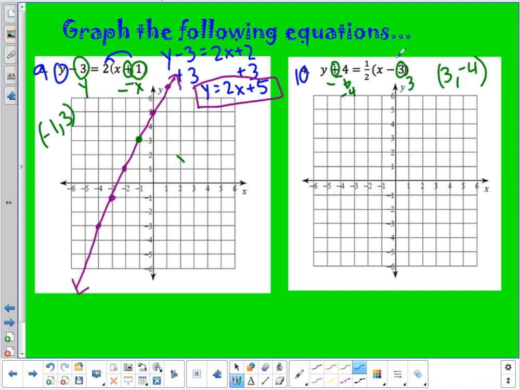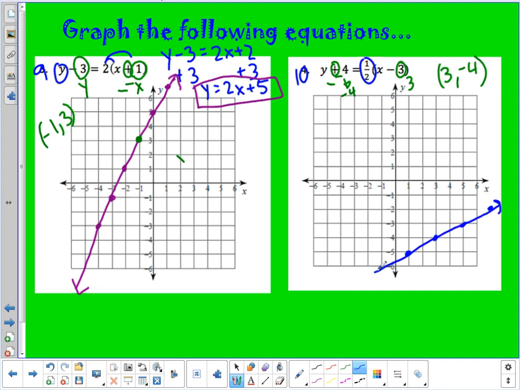Now the slope is still a half. That's still correct. So let's just see what happens. I'm over 3 and down 1, 2, 3, 4. And then I go up 1 over 2 from there. Count the slope just like you would if you were on the y-axis, or down 1 and back 2, and that should be my line.